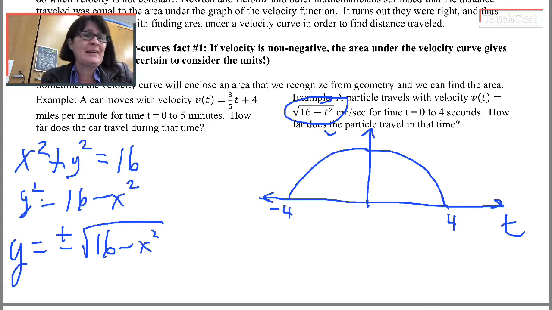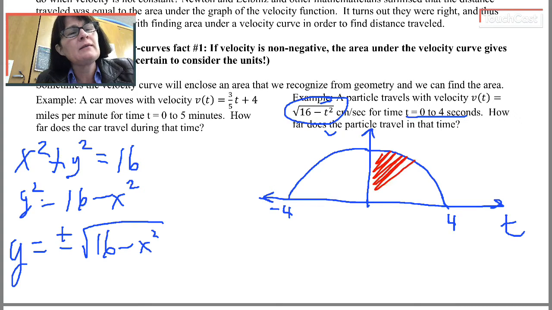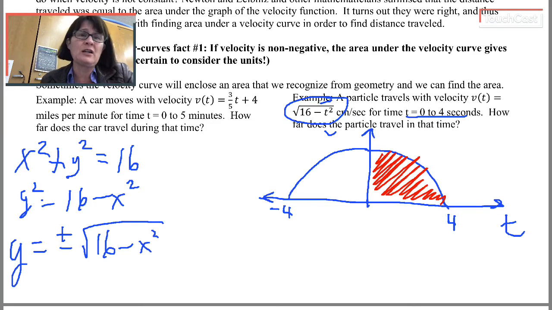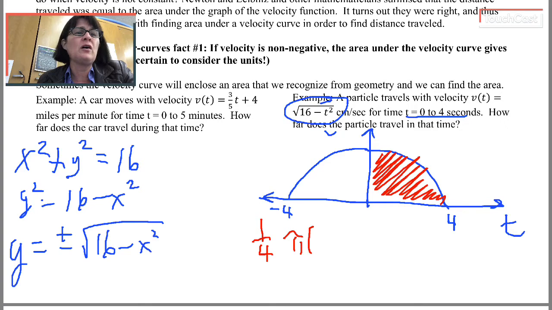So what I have in my picture is a semicircle, and now that I have a sketch of my v curve, I want to find the area under the curve between time 0 and 4. So I'm just going to color that in. If we were going to describe that shape I just colored, that is 1/4 of a circle with radius 4. So the area is going to be 1/4 pi r squared. In this case, r is 4. So it's 1/4 times 16 pi, which is equal to 4 pi.